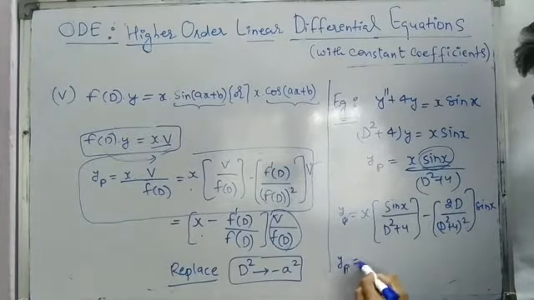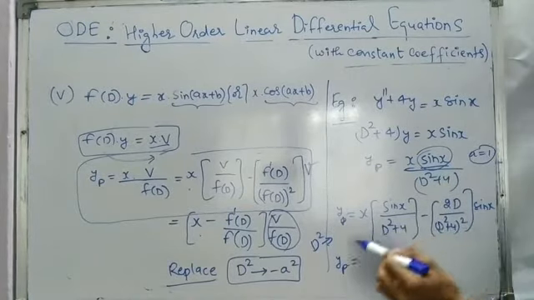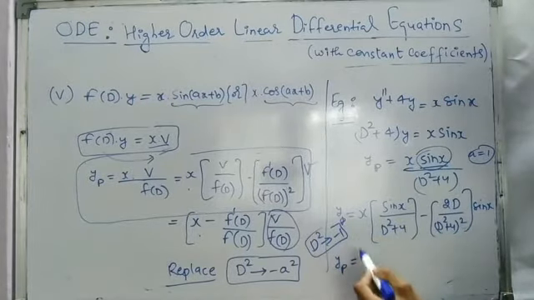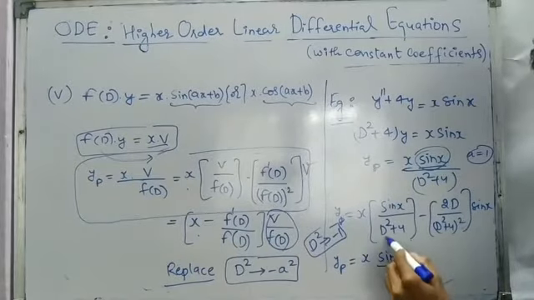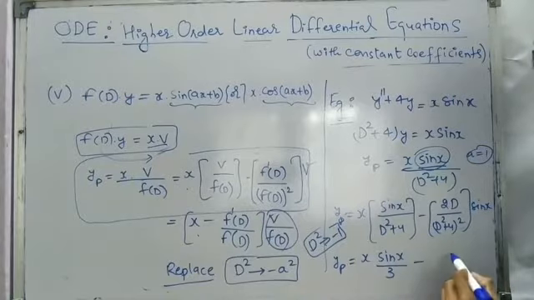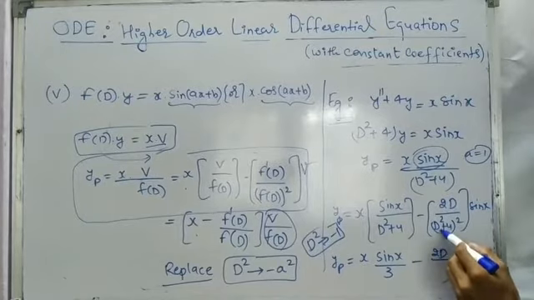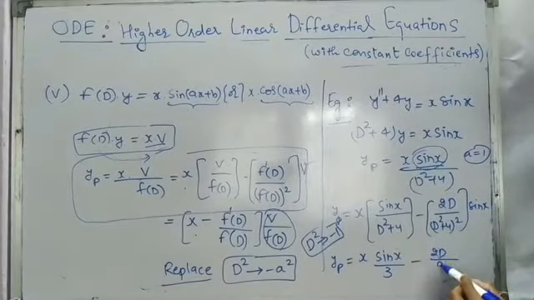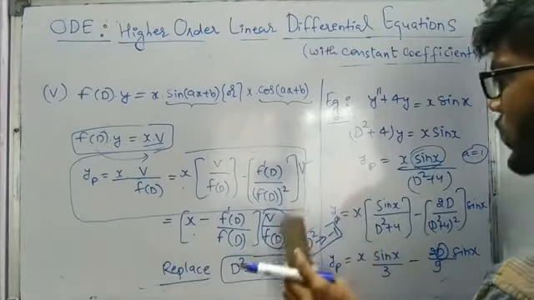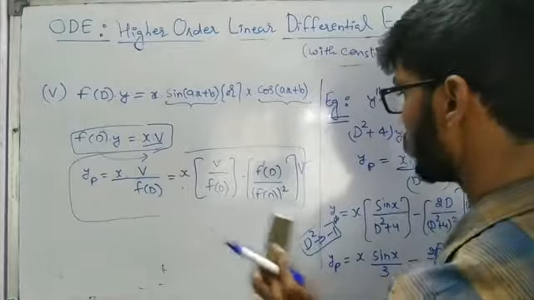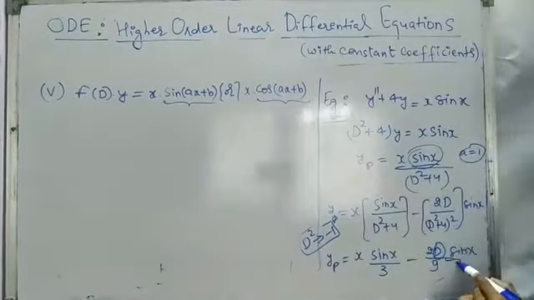So yp, and now you have to replace d square by minus a square. A is nothing but the coefficient in sin ax plus b. A is 1. So minus a square is nothing but minus 1. So d square you have to replace by minus 1. So this will be x sin x divided by d square is minus 1 plus 4 is nothing but 3, minus 2d divided by d square is minus 1, so minus 1 plus 4 is 3, whole square is nothing but 9, sin x, and this 1 d is left. If we have d in multiplication, we have to differentiate it, right? And also I told you we have to differentiate only the sin x plus b term.